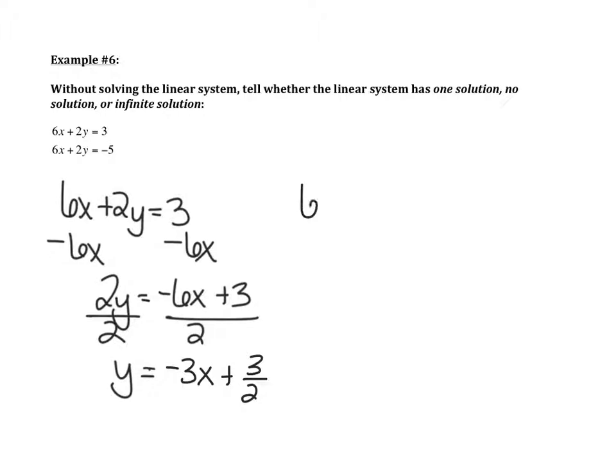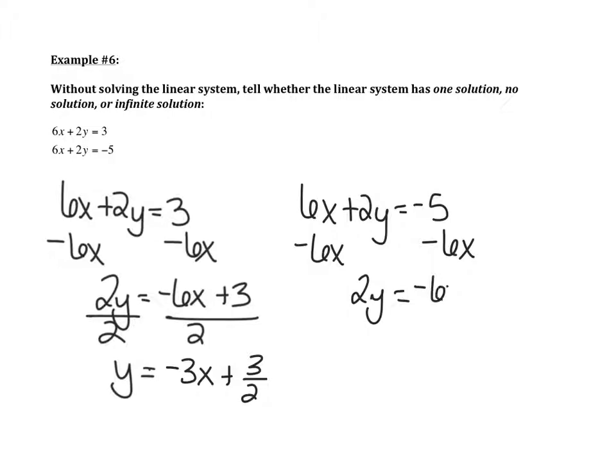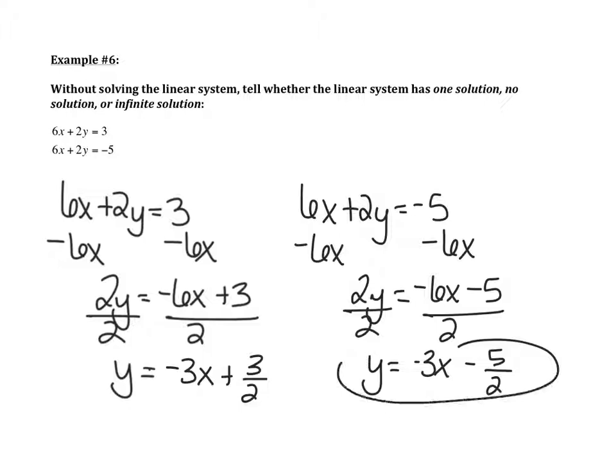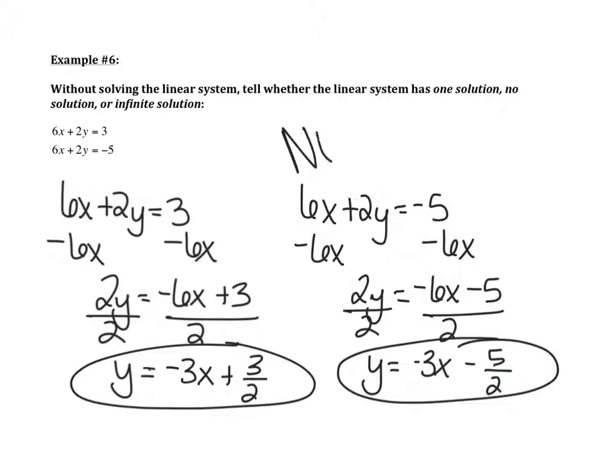So there's our first equation. Let's take our second equation, 6x plus 2y equals negative 5. Again, the first step would be to subtract 6x from both sides. So I get 2y equals negative 6x minus 5. Divide both sides by 2, and I would get y equals negative 3x minus 5 over 2. So comparing these two equations, notice they have the same slope, but different y-intercepts. That means that these two lines are parallel, which means they would never intersect, so there would be no solution for this system of equations.